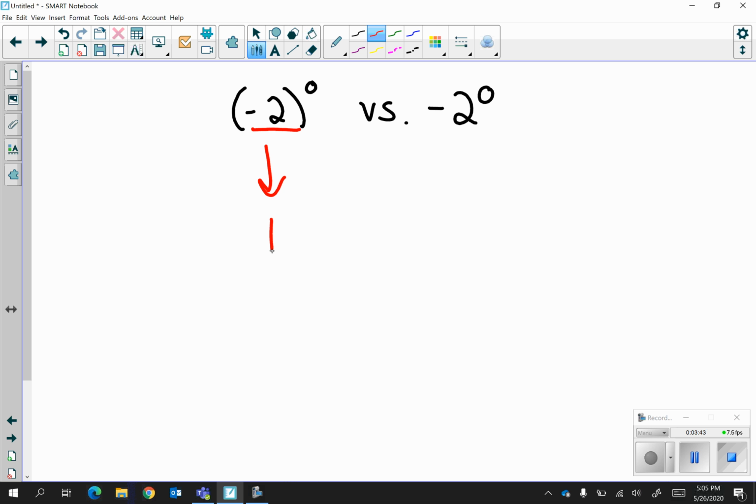In the next case, think about what's actually attached to the parentheses, attached to the exponent. Only the 2 is attached to the exponent. The negative isn't. So in this case, only the 2 becomes a 1, whereas the negative stays, because this can be really written as -1 times 2 to the 0. So keep in mind, parentheses really matter when it comes to exponents.